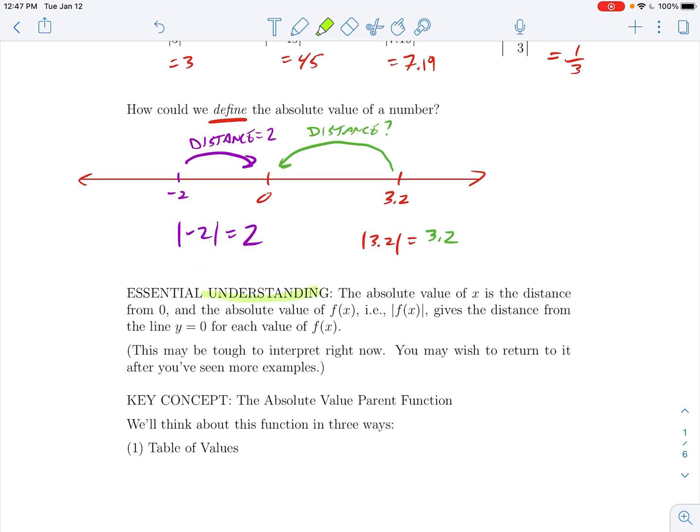So here's what the book says in terms of an essential understanding. The absolute value of x is the distance from 0 of x. And if we start doing this with functions, the absolute value of f of x gives the distance from y equals 0, which we can think of as a line, to f of x. That second part's a little tough to interpret. We may make more sense of it later on.